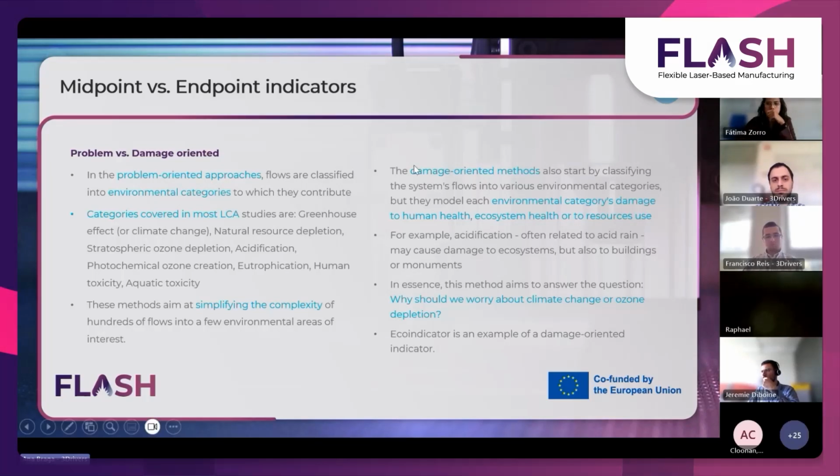And the damage-oriented methods also start by classifying the system flows into various environmental categories, but they model each environmental category's damage to human health, ecosystem health, or to resource use. For example, acidification, often related to acid rain, can also cause damage to ecosystems and to buildings or monuments. So in essence, this method aims to answer the question, why should we worry about climate change or ozone depletion? And the eco-indicators are examples of damage-oriented indicators.